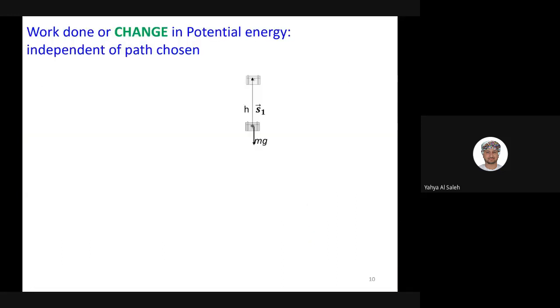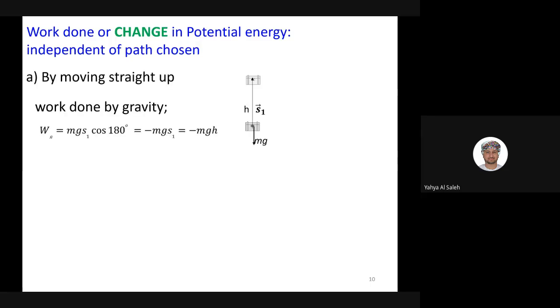Now I'll show you some magic. You like magic? Let me show you some magic. I will calculate the work done, or the change in potential energy, when I am moving a suitcase along different paths. By moving straight up, if I take this bag and go straight up, my work is mgd cosine 180, where the distance is my height, which I would call h. Cosine 180 is minus, so I end up with minus mgh. So far, so good.